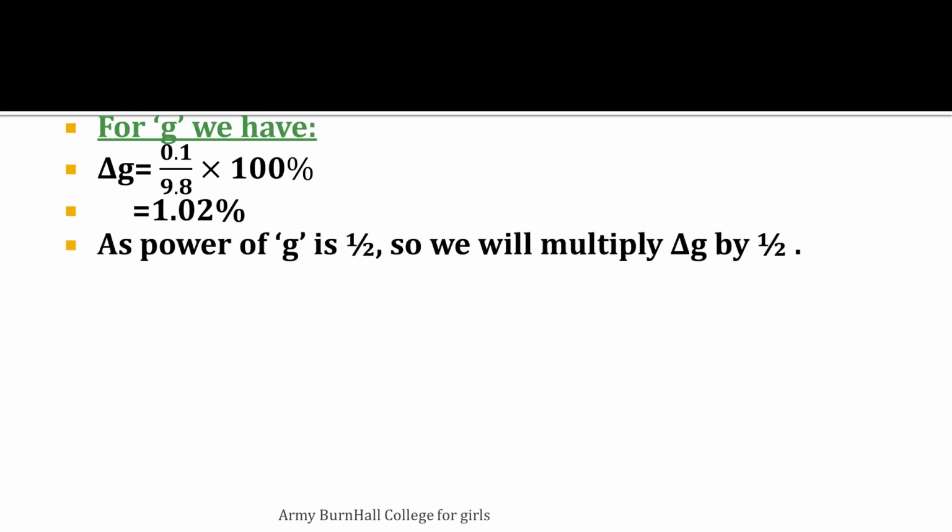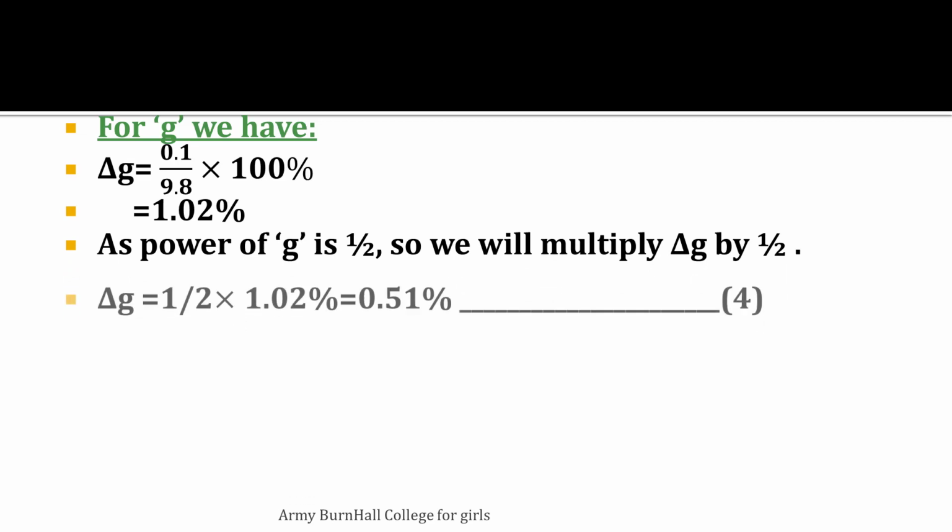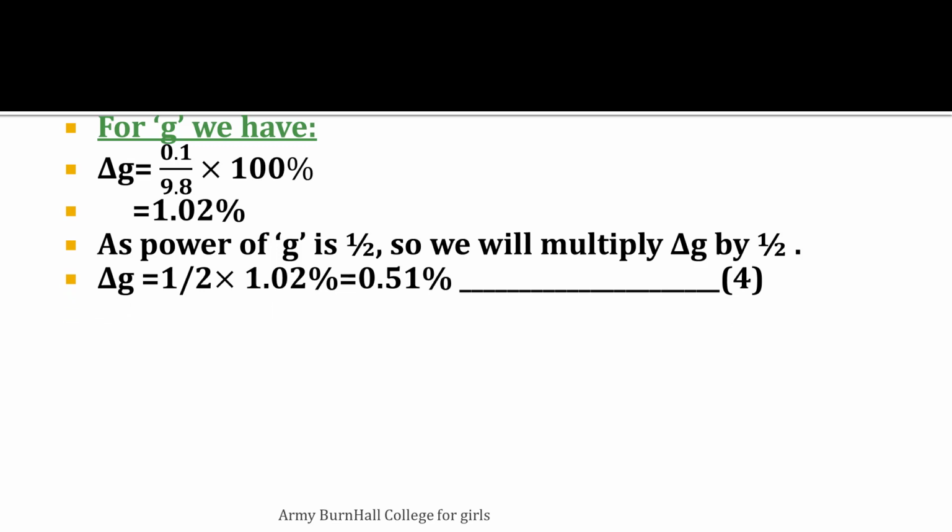In a similar way, we will calculate uncertainty in G: absolute uncertainty divided by actual value multiplied by 100%, that is 1.02%. Again G is under root, it is having power of 1 by 2, so we will multiply it with 1 by 2. So delta G is 1 by 2 multiplied by 1.02%, that is 0.51%.